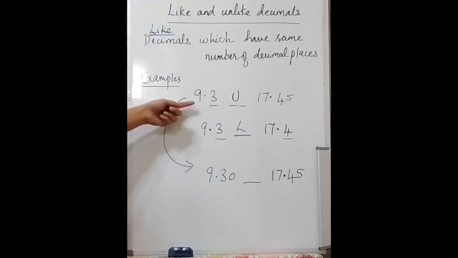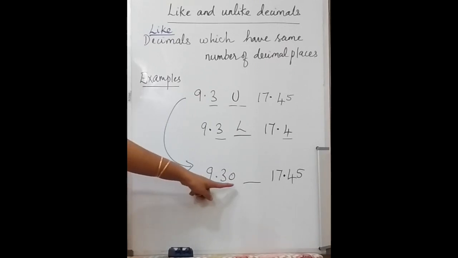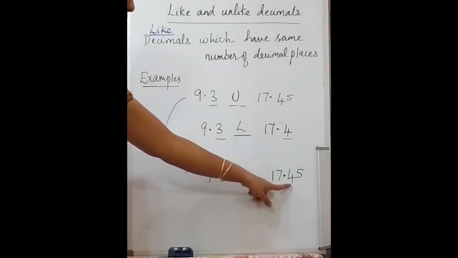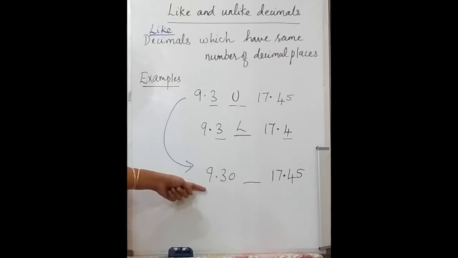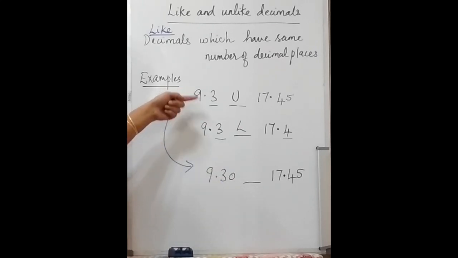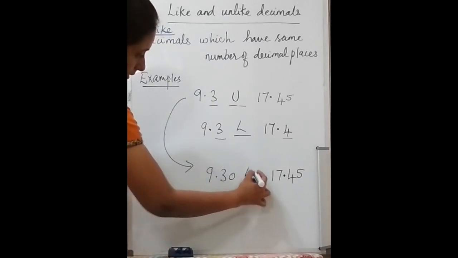Now how do I convert two unlike decimals into like decimals? I am just going to add a 0 after 3 here. So now the number of decimal places here is 2. The number of decimal places here is also 2. So now I have converted this number into 9.30. These two are the same. 9.3 and 9.30 are the same. So just by adding a 0 here, I have converted these two into like decimals.